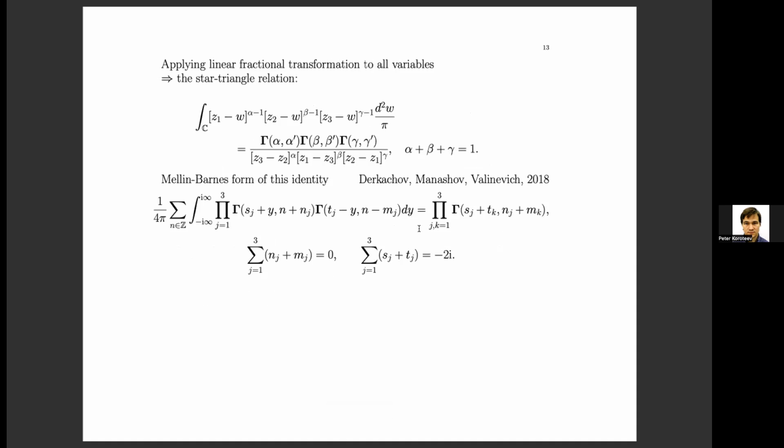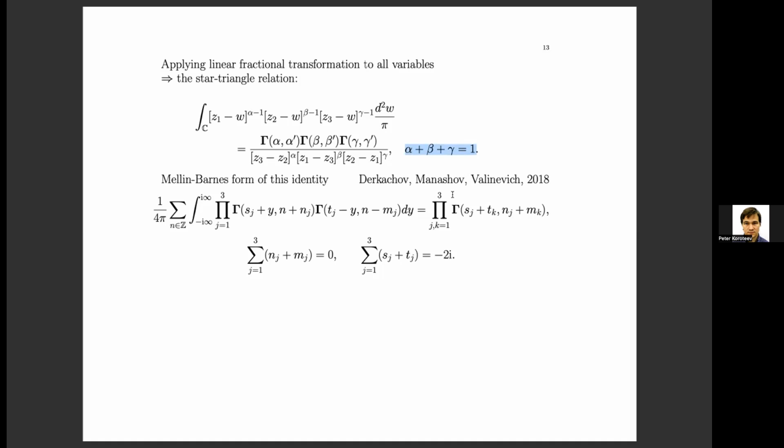But I will give immediately an even more complicated form of the same relation. Namely, I apply a general linear fractional transformation to all variables, including the integration variable. Then this exactly computable integral is converted to the following relation. Now you have a product of three of these kinematical factors, powers of these complex variables, alpha, beta, and gamma, and alpha, beta, and gamma satisfy a kind of balancing condition. The result is exactly computable: it's the product of three complex gamma functions divided by this kinematic factor. People from conformal field theory know this object perfectly well. It's the conformal triangle, also called the star-triangle relation.